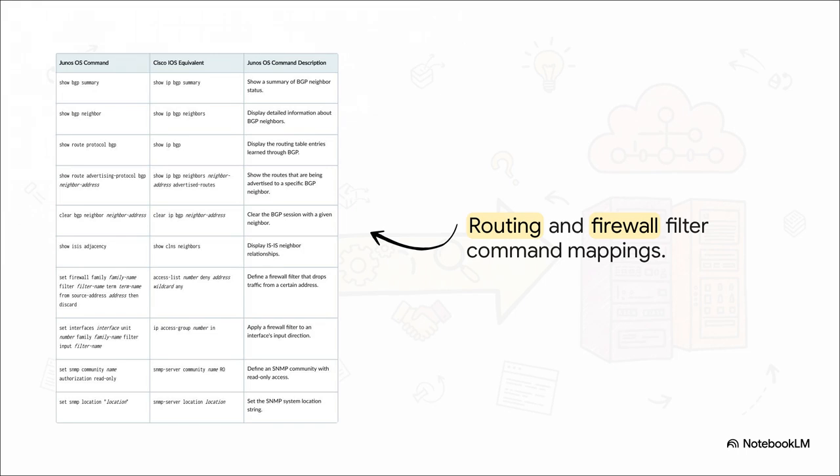Checking your BGP neighbors, Cisco's show ip bgp neighbors becomes a much cleaner show bgp neighbor. Setting up an access list, Cisco uses access-list deny, whereas Junos uses its powerful firewall family filter hierarchy. The underlying logic of packet filtering is identical, Junos just organizes it into incredibly clear, readable terms like from source-address and then discard.